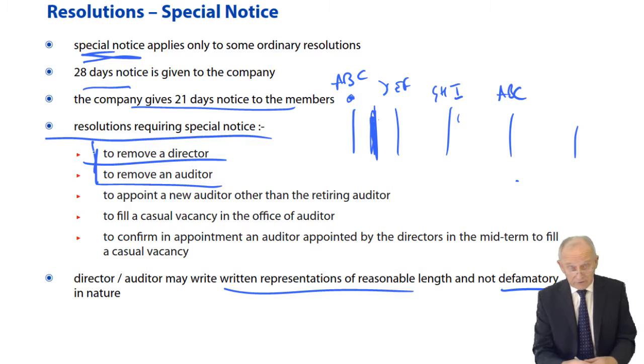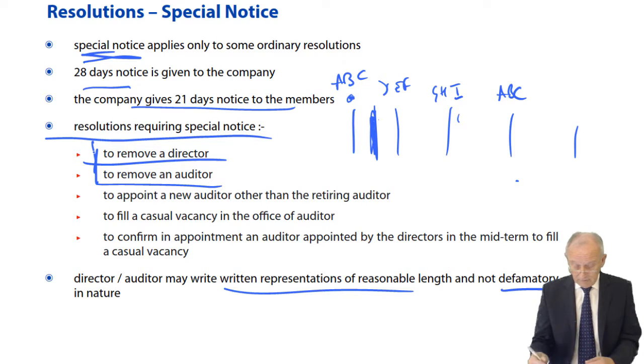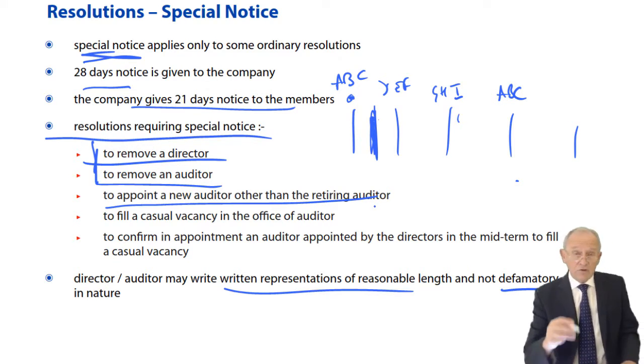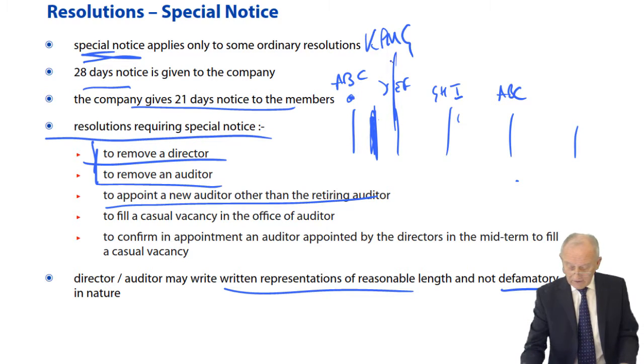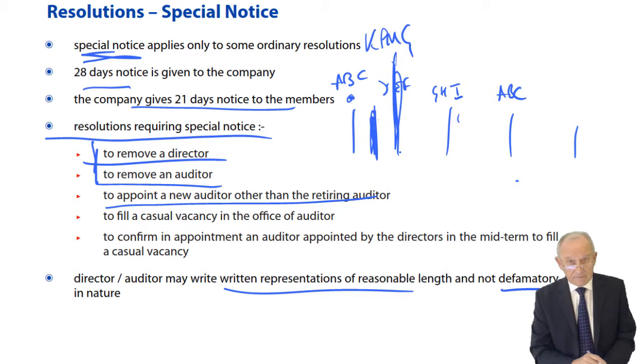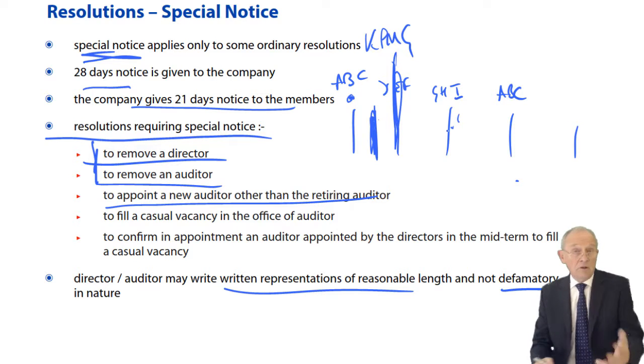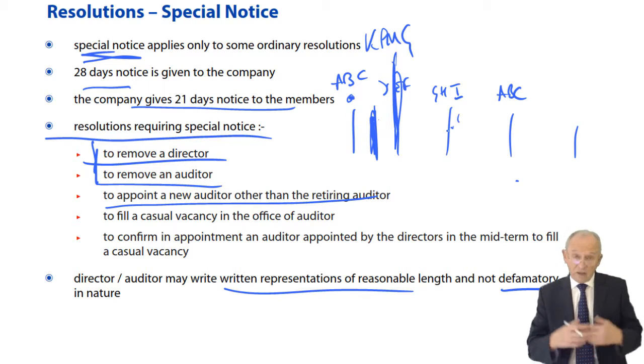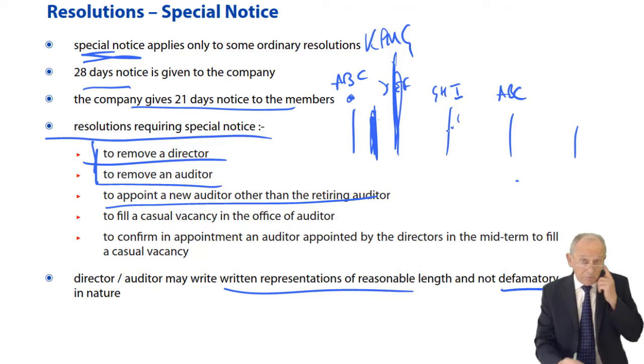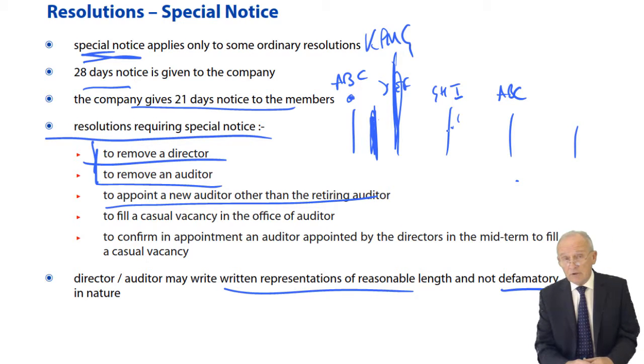So those are the two easy ones to remember: remove a director, remove an auditor. The other three, the remaining three, and there are only 5 altogether, are all to do with auditors. To appoint as an auditor someone other than the retiring auditor. So KPMG retire at the end of that annual general meeting, and normally they would hold office until the end of the next annual general meeting. But they choose not to. They say, no, we've been your auditors now for 7 years. It's time you had a change. It's time we moved on and let another reputable firm come in and take over the audit. So we're going to thank you very much, but we're moving out.